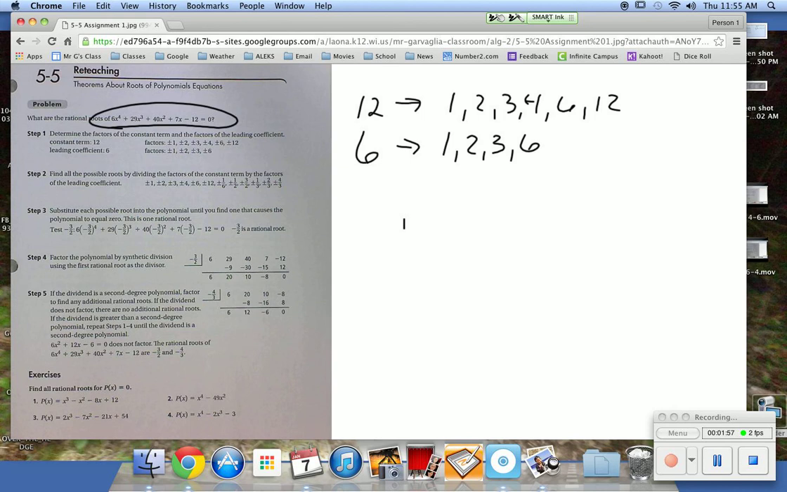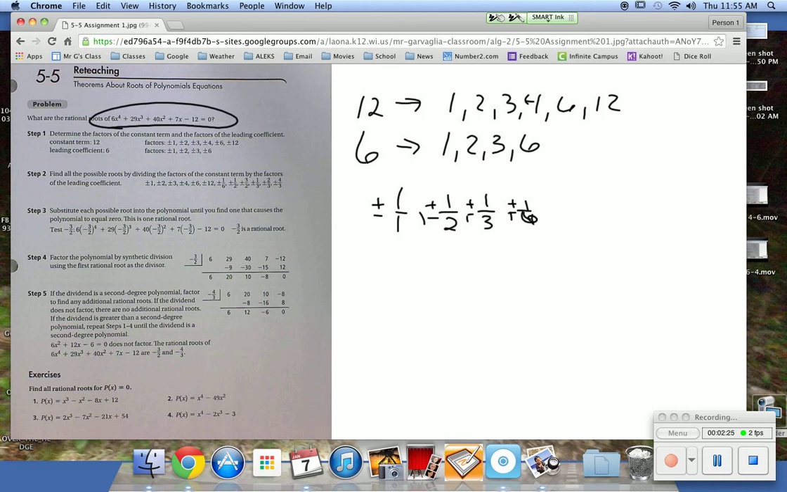1 over 1, and we can say plus or minus on it. 1 over 2, plus or minus. 1 over 3, plus or minus. 1 over 4, or 1 over 6, plus or minus.